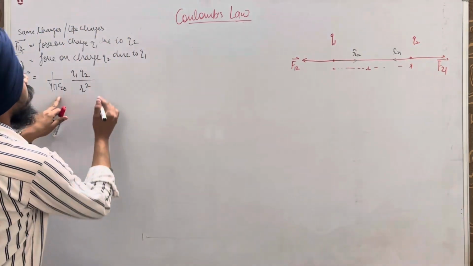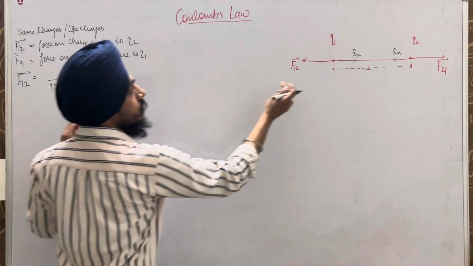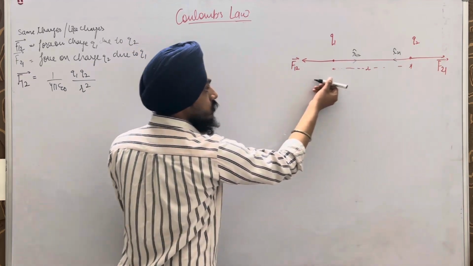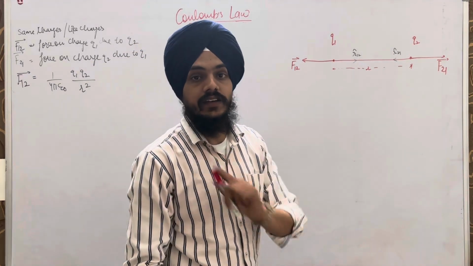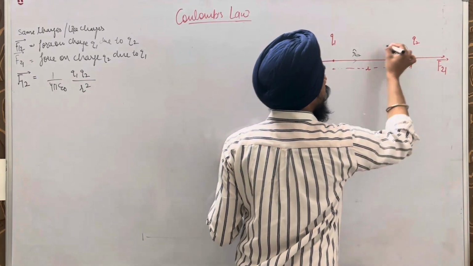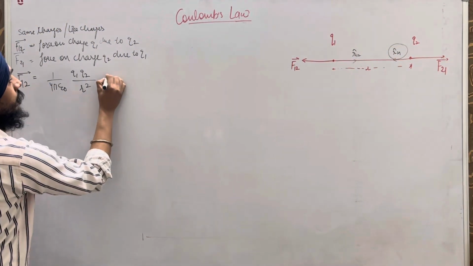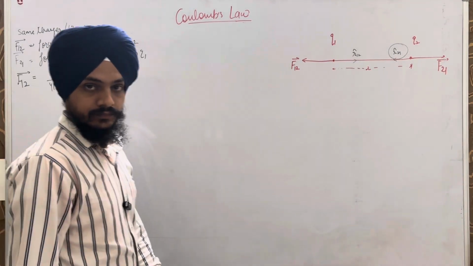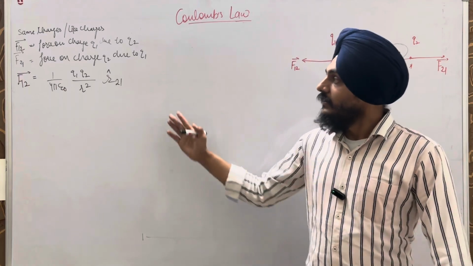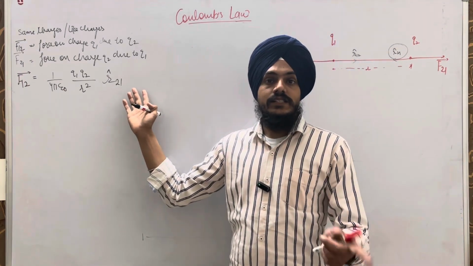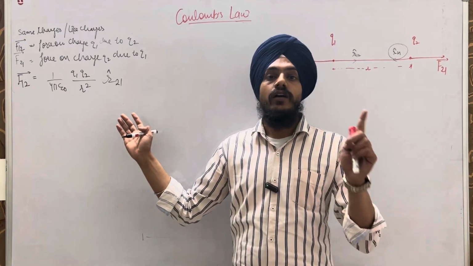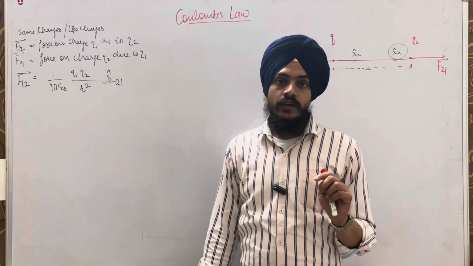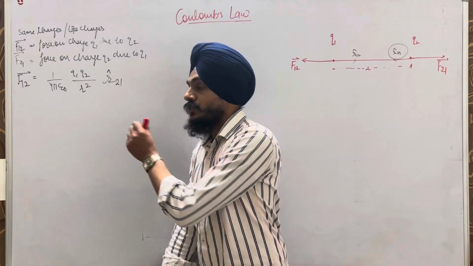Here we can add its unit vector R12, which is along the direction of the force. Which unit vector is acting here? This is R21, so we can add its unit vector here, R21 cap. This is the vector representation of the force on the first charge because of the second charge. I hope this interpretation is clear to you.